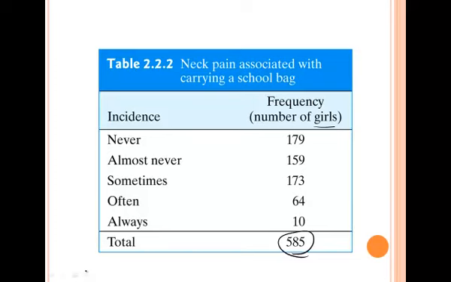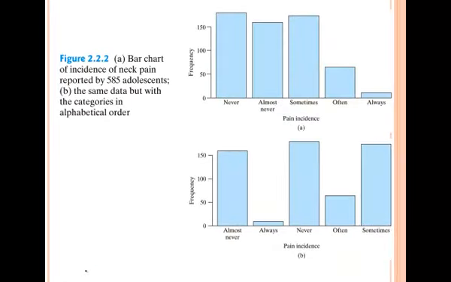So you can see that 179 of the girls responded never to the question. 159 responded almost never, and so on and so forth, for a total of 585 responses. So then if we were to look at the bar chart for this, you can see that we go from never all the way up to always. The height of the bar is represented by the count or the frequency, right?